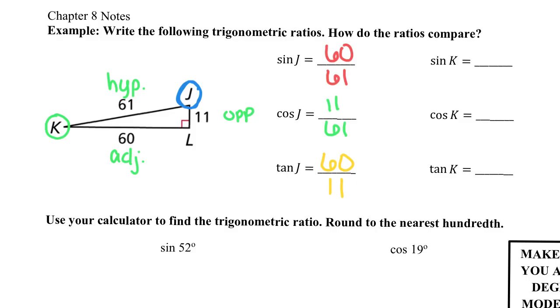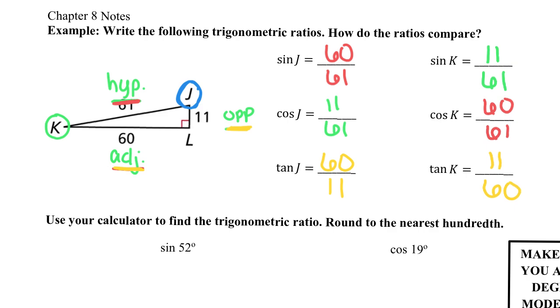All right, let's go ahead and see how we did. Sine is the ratio of the opposite side compared to the hypotenuse. So that would be 11 over 61, because we're taking that opposite over the hypotenuse. Okay, the cosine of angle K compares the adjacent to the hypotenuse. So that would give us the ratio of 60 to 61. And then finally, the tangent compares the opposite over the adjacent. So we have 11 over 60.